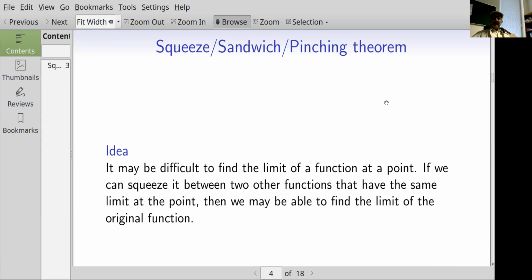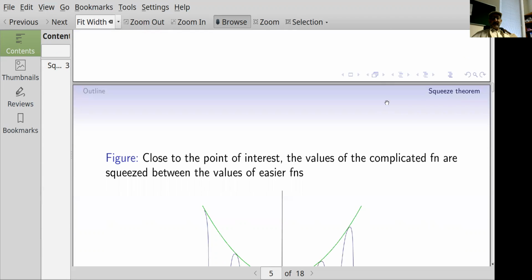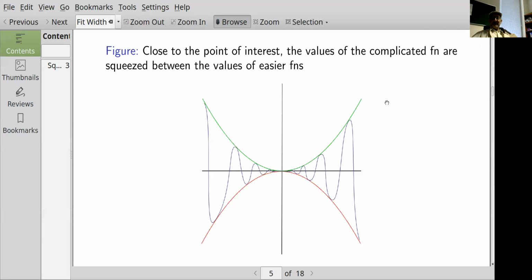We have a function, and for whatever reason, its properties are such that it's difficult to find the limit at a given point. But suppose that there are two other functions which are simpler, whose limits we know at the point, and they both have the same limit, and the values of the difficult function lie between the values of the simpler functions. Okay? So this is an illustration of the idea. This is the sort of situation we are talking about.